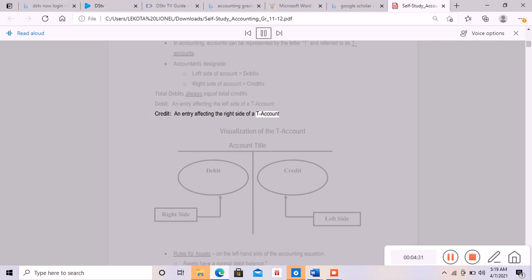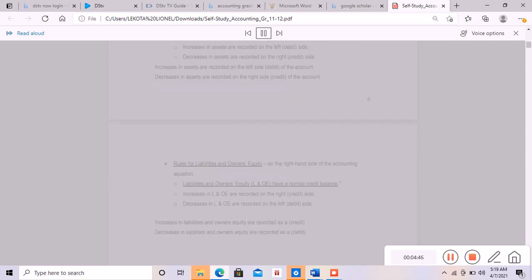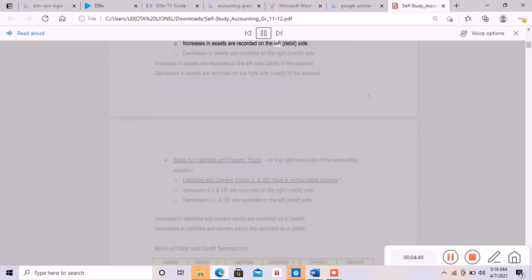Rules for assets, the left-hand side of the accounting equation. Assets have a normal debit balance. Increases in assets are recorded on the left, debit, side. Decreases in assets are recorded on the right, credit, side. Debit, credit. Left side, right side.